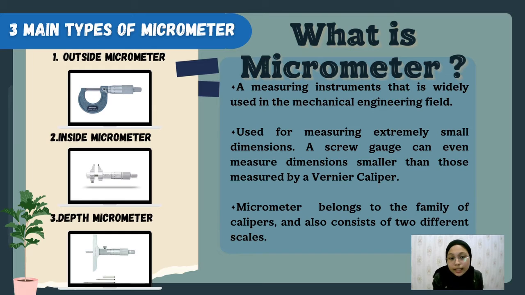There are three main types of micrometer: the first one, outside micrometer; the second one, inside micrometer; and the last one, depth micrometer.